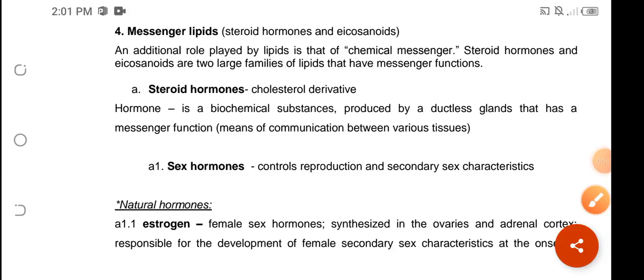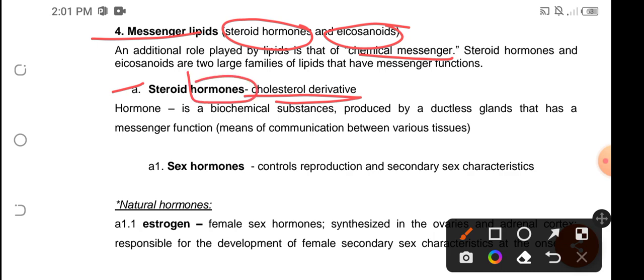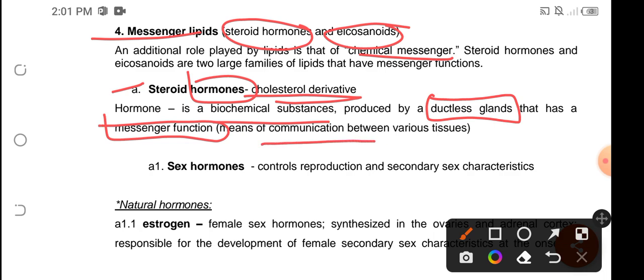Okay, so the fourth type of lipids that we're going to discuss are the messenger lipids. And there are two chemical messengers: the steroid hormones and icosanoids. Steroid hormones are cholesterol derivatives. When we say hormones, these are biochemical substances produced by a ductless gland that has a messenger function, meaning they are a means of communication between various tissues.